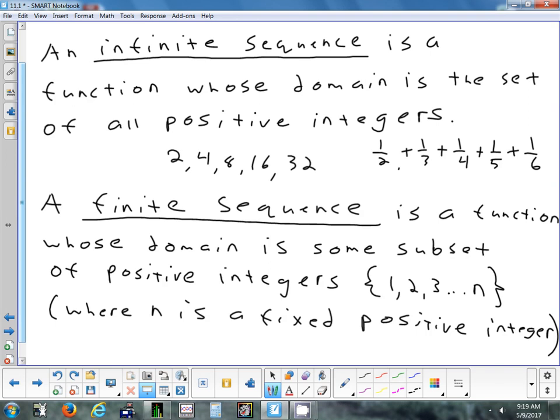And of course, if you have a finite sequence and you add up all the numbers, you always get a number. Because a finite sequence has a beginning and it has an end. So if you add up something with a beginning and an end, it's going to end somewhere.